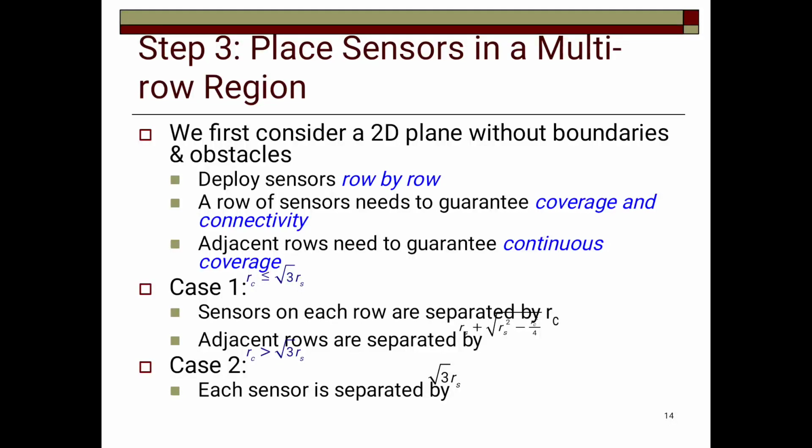We first consider a 2D plane without boundaries and obstacles. Deploy sensors row by row. A row of sensors need to guarantee coverage and connectivity. Adjacent rows need to guarantee continuous coverage.